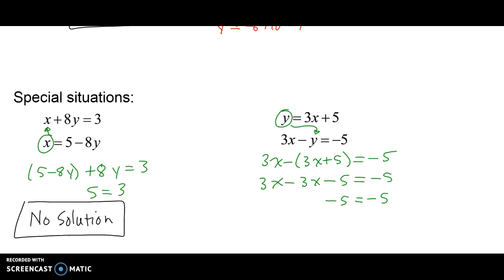So this is not no solution. This is the other special situation. And remember the vocabulary. We don't say all real numbers because the answers here aren't numbers. The answers here are points. And we don't say all points because plenty of points are not on the duplicate line. The proper vocabulary is infinitely many solutions.